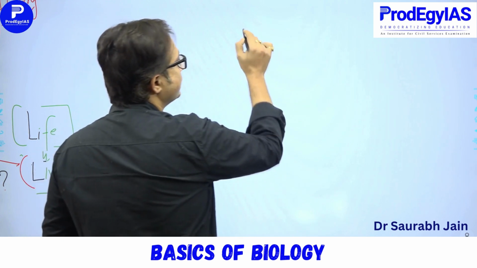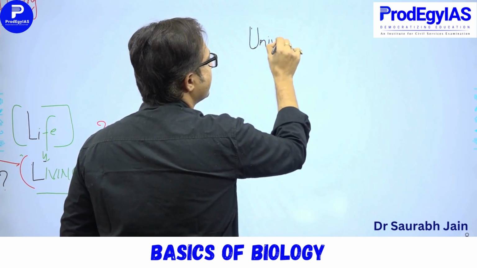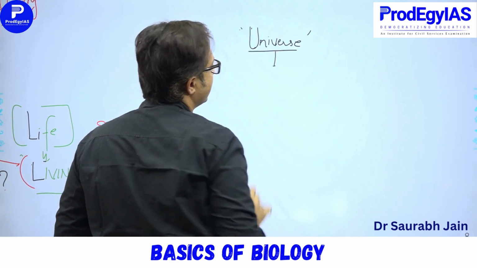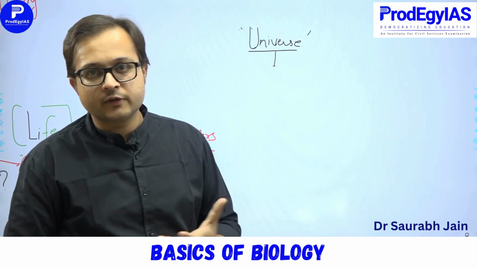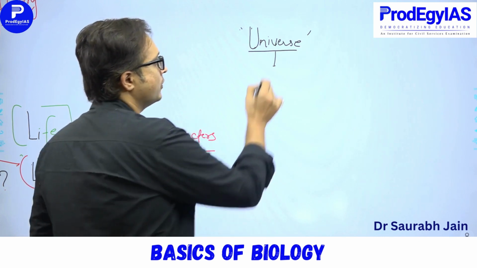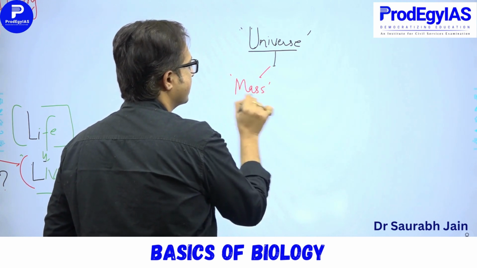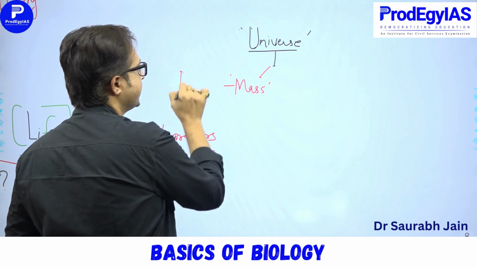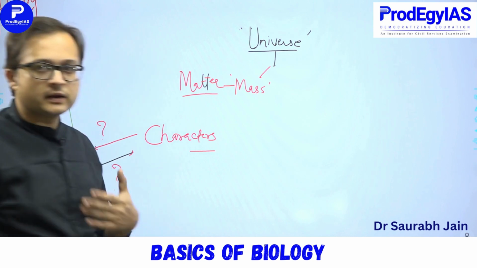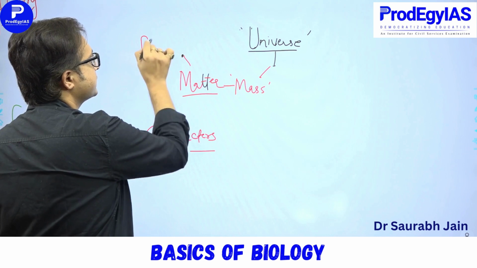So when we try to define something called the universe, scientifically, everything in the form of mass, or everything in the form of matter, we say. Now what is matter over here? What exactly remains as matter? All different types of the elements.